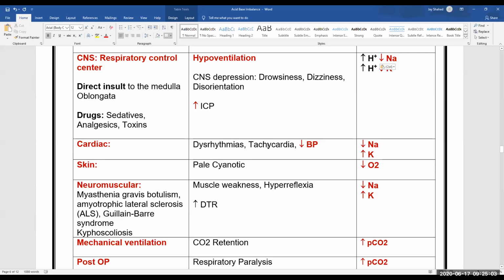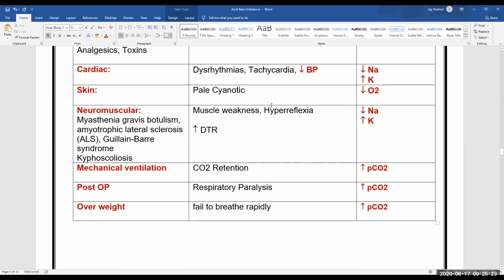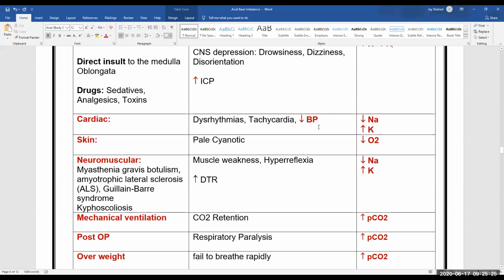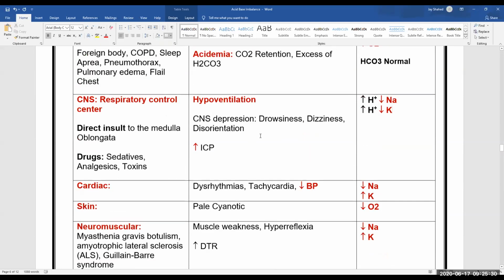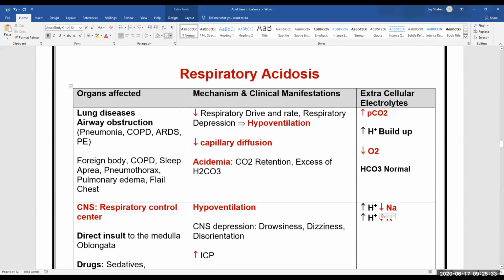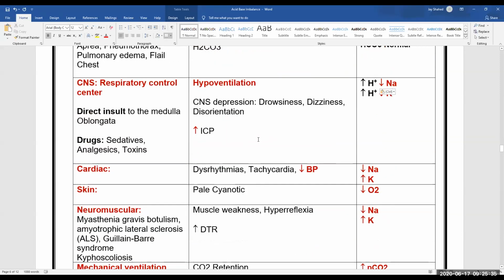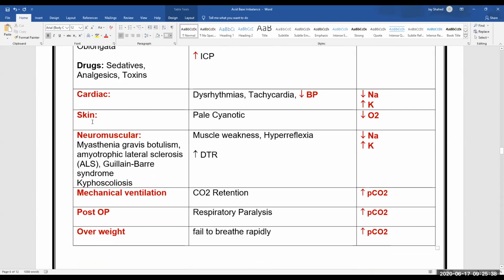So eventually you start hypoventilating. And when you are hypoventilating, your heart is going to beat faster to compensate. So that's what happens with your heart. In respiratory acidosis, you are going to end up having tachycardia and dysrhythmia to compensate. And your blood pressure usually goes down after a while to compensate. Again, this is a compensatory mechanism, and these are the different clinical manifestations that you get with these things.